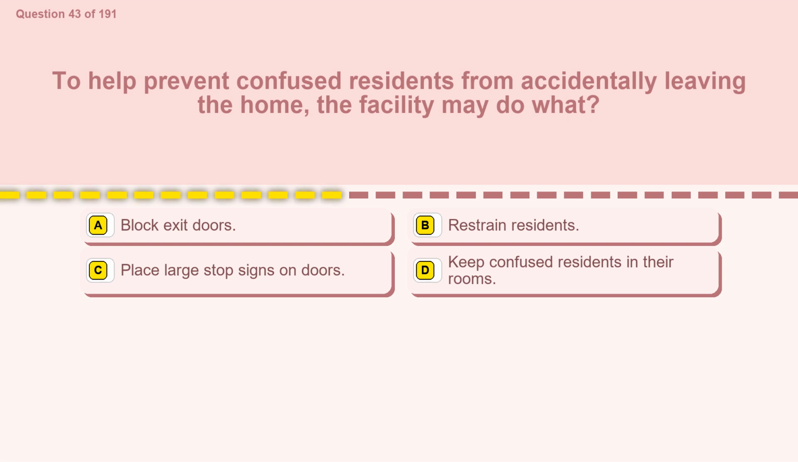Option A, block exit doors. Option B, restrain residents. Option C, place large stop signs on doors. Option D, keep confused residents in their rooms.